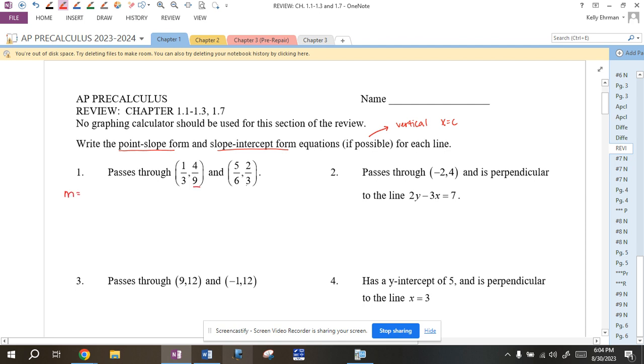So we've got to subtract the y values in any order. So I'm going to go 4/9 minus 2/3. That means that I then need to subtract my x's in the same order. 1/3 minus 5/6. Get common denominators. 2/3 gets multiplied by 3/3, so that becomes 6/9. Common denominator down here, 1/3 becomes 2/6 minus 5/6. 4 minus 6 is negative 2/9 over negative 3/6.